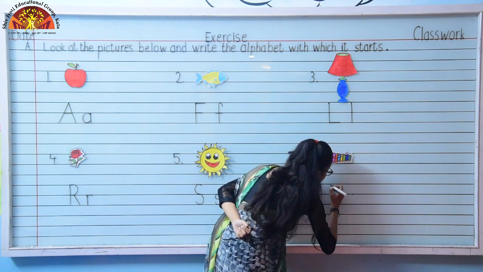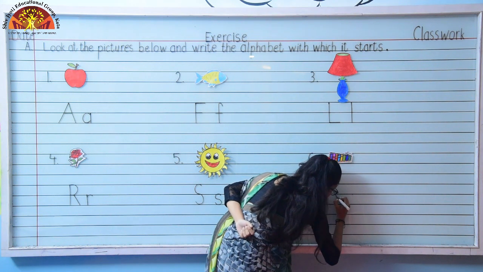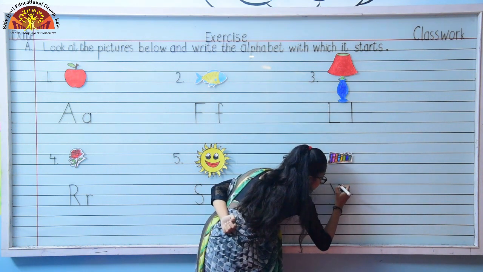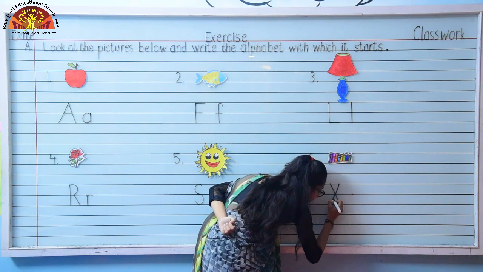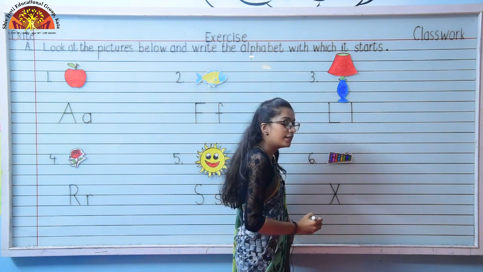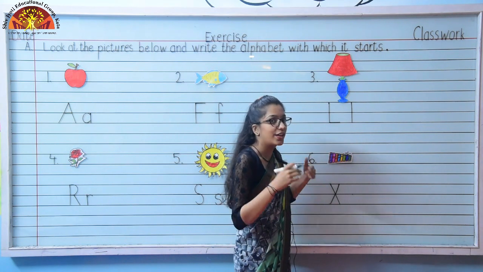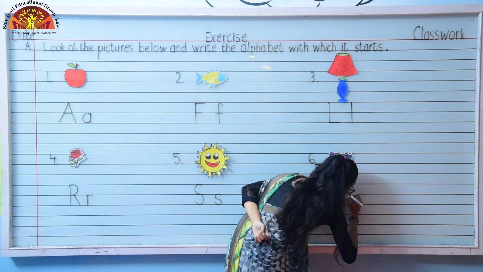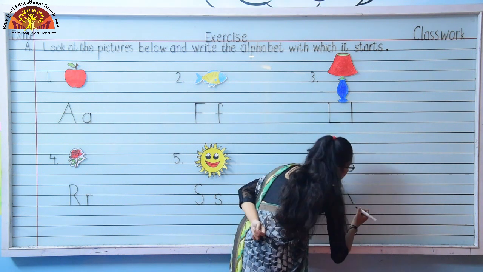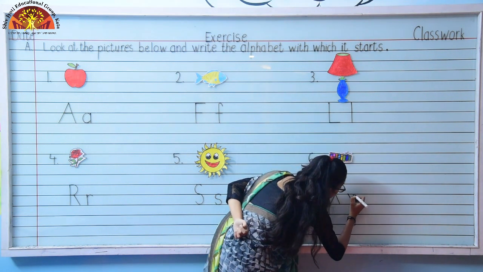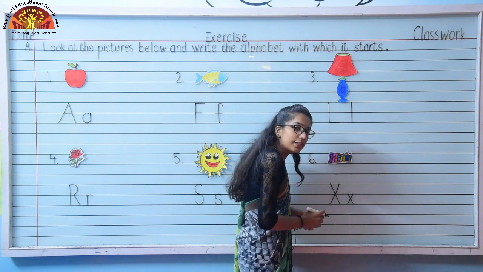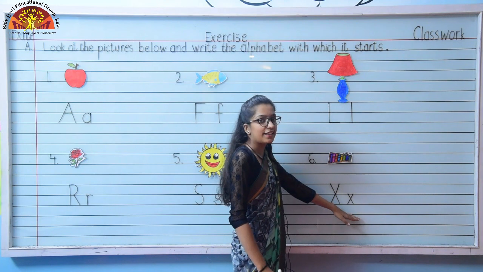Let's draw one slanting line, one more slanting line. Okay, so this is capital letter X. Now let's write small letter x. So here we have to draw slanting line, one more slanting line from here like this. This is small letter x.